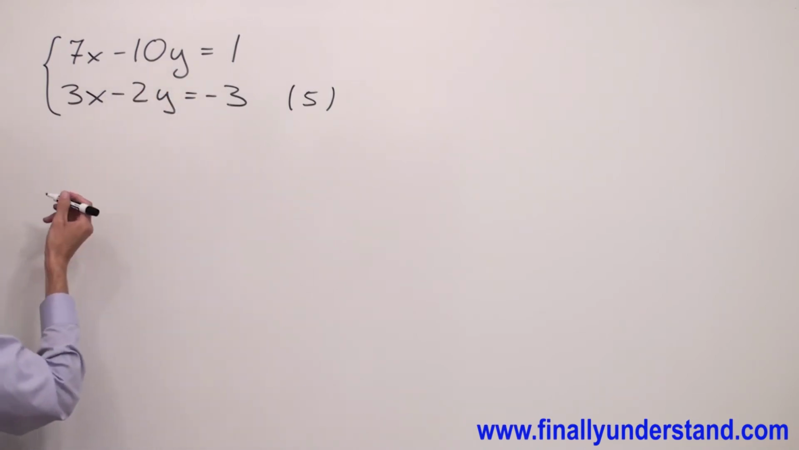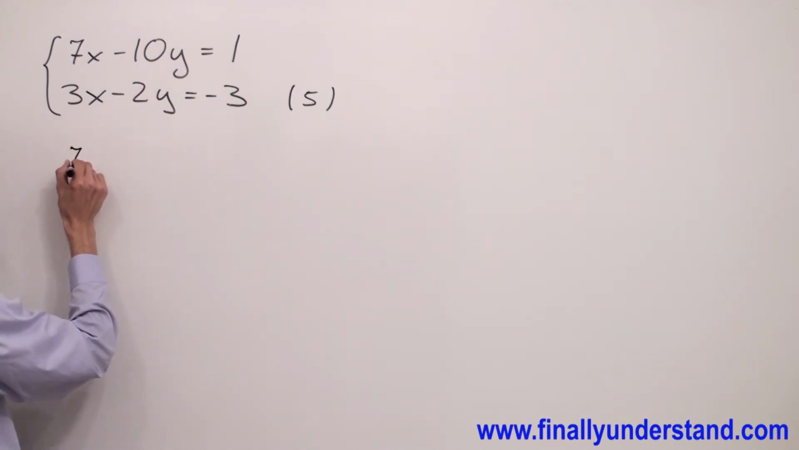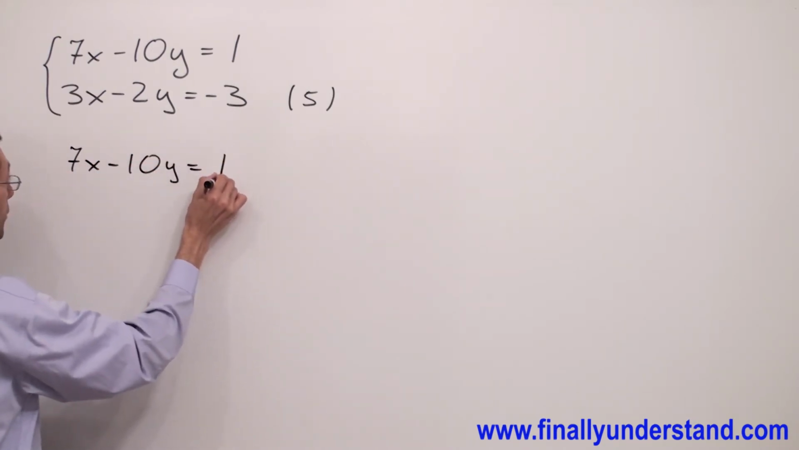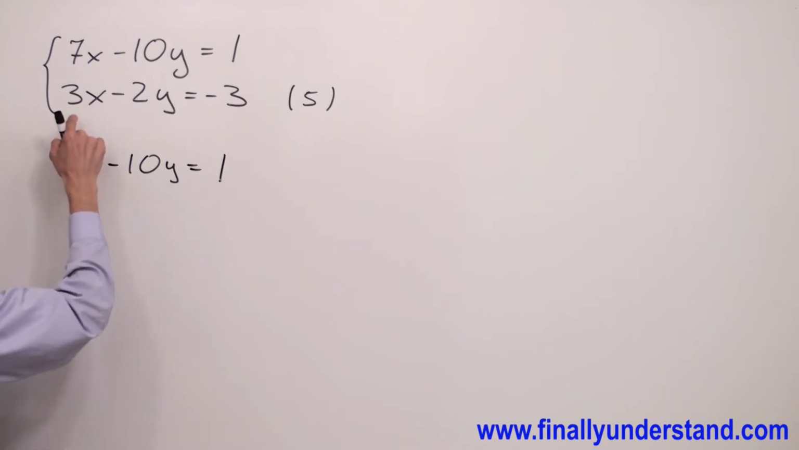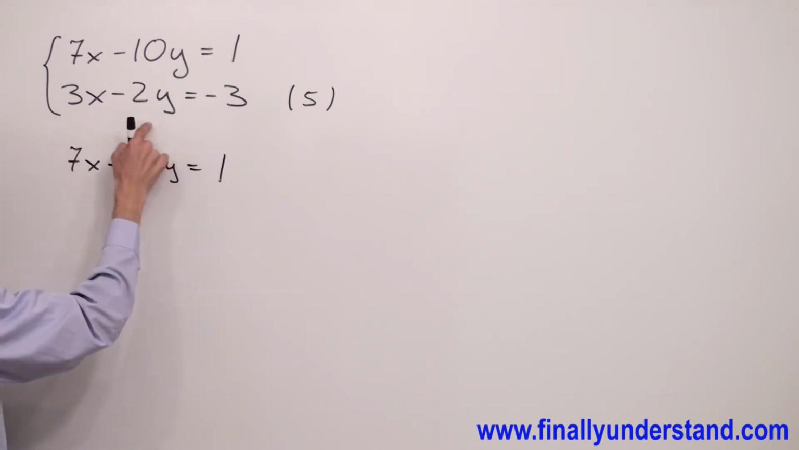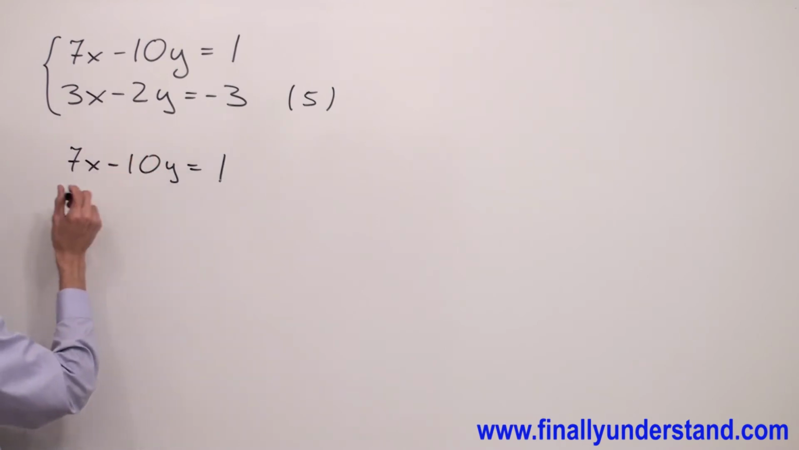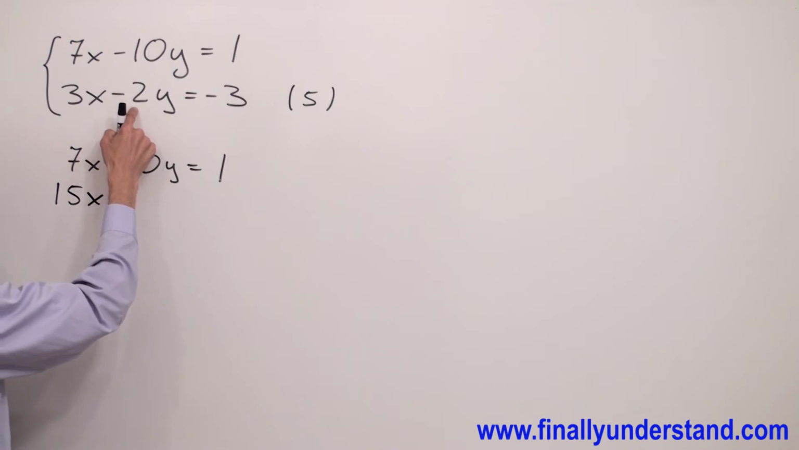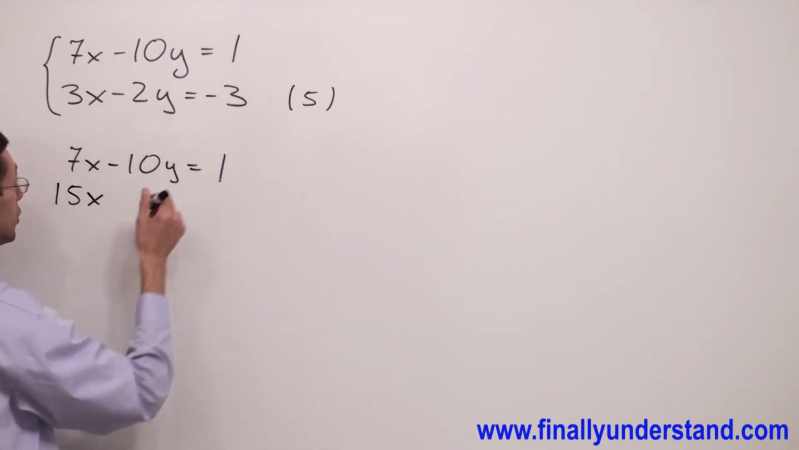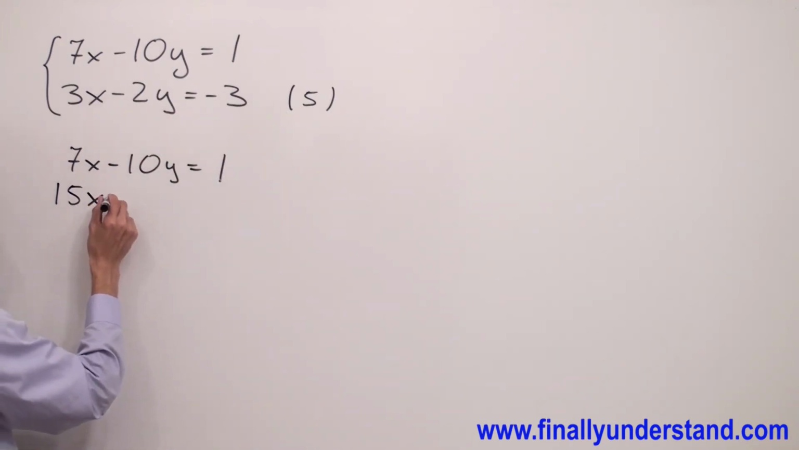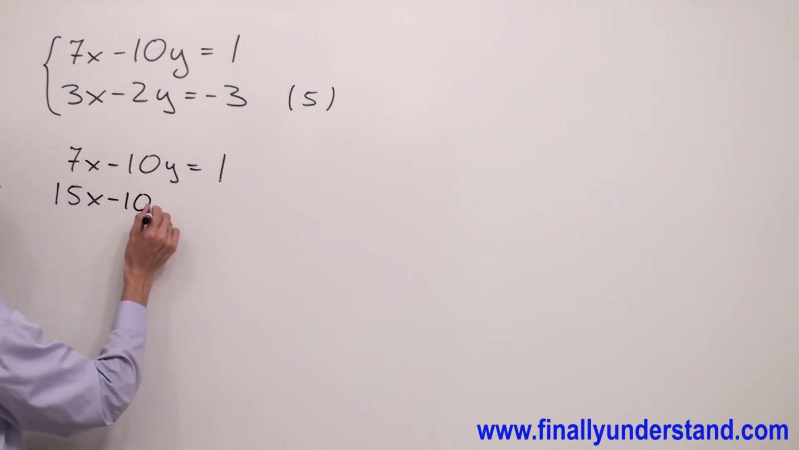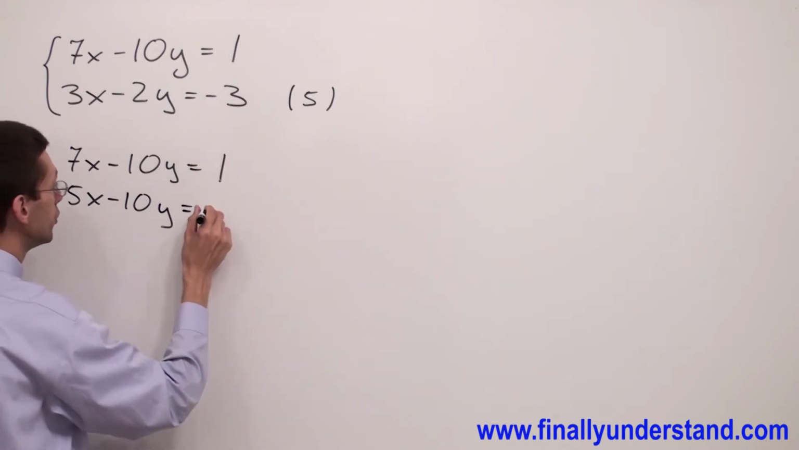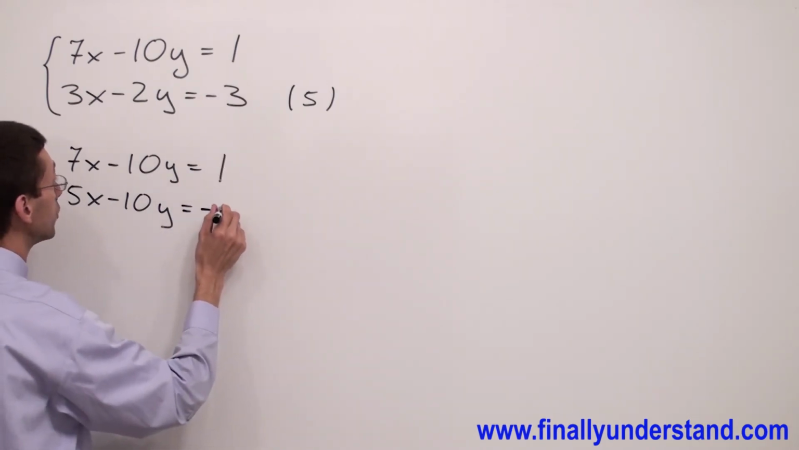Okay, so what I'm supposed to do, copy the top equation. I have 7x minus 10y equals 1. Next, you have to multiply every single term of the bottom equation by 5. 3 times 5 is equal 15x. Negative 2 times 5 is equal negative 10y equals negative 3 times 5 is equal negative 15.